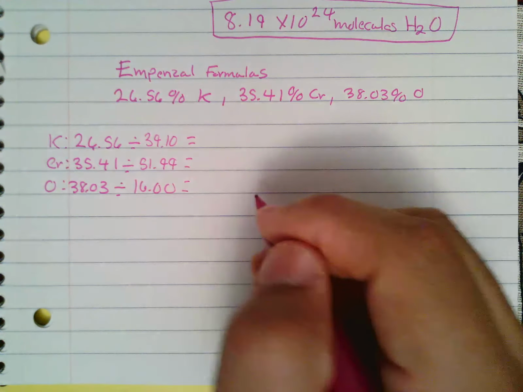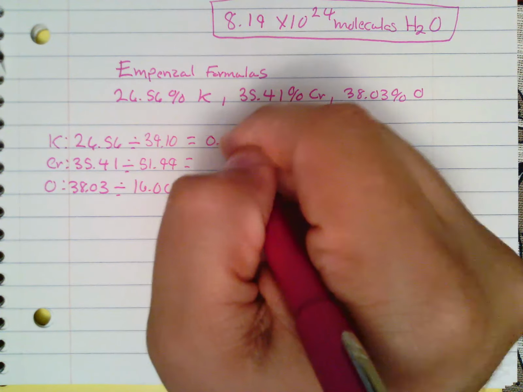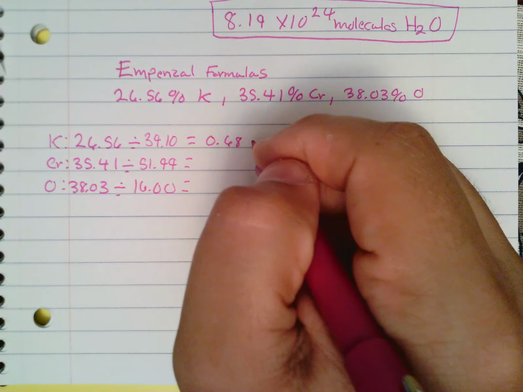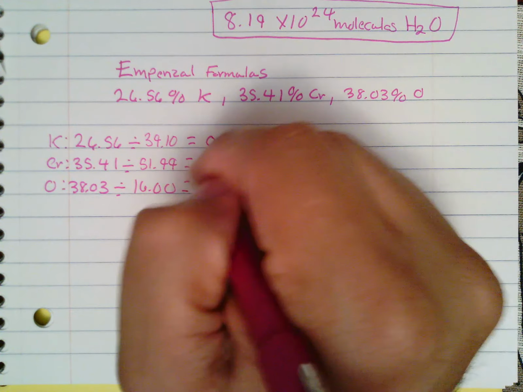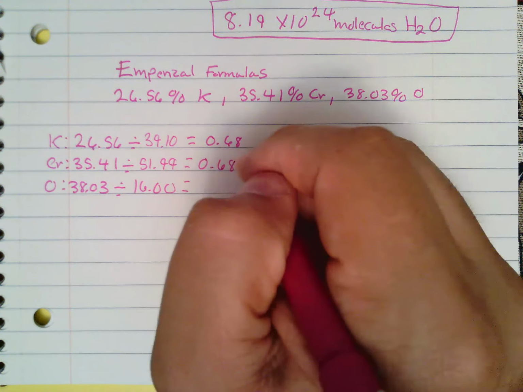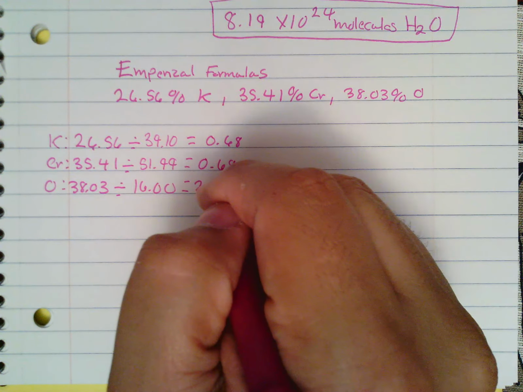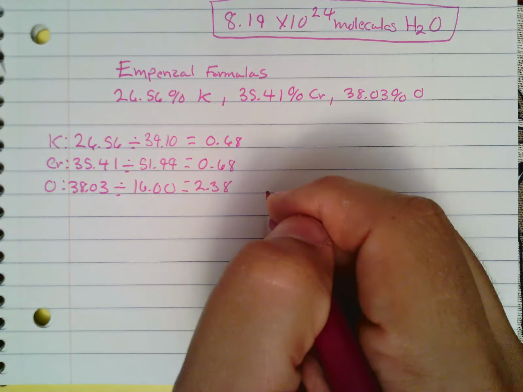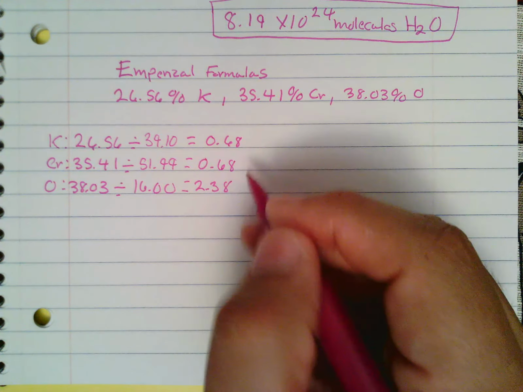Okay, and at that point, once we do that, we then divide and we see what decimals we get. After you do it in the calculator, this should come out to roughly 0.68, and you round to the nearest hundredth. And then this also comes out to 0.68, and then this one comes out to 2.38 when it's rounded.